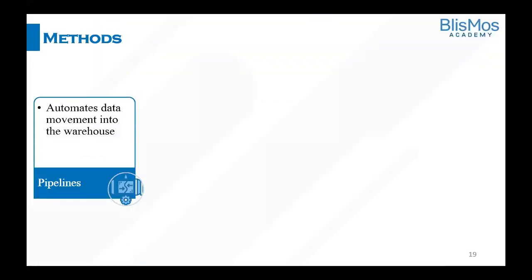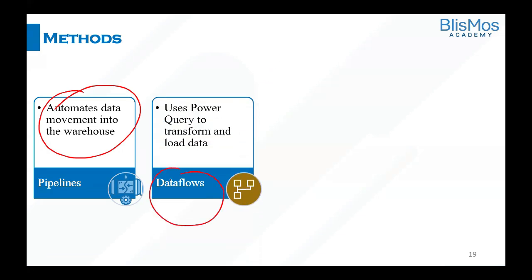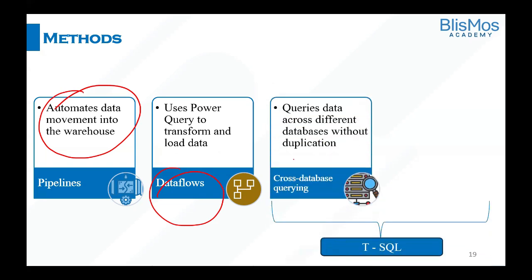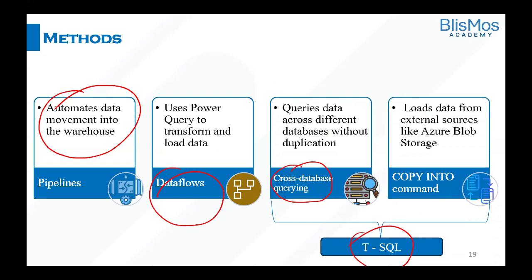When we want to load, there are different methods. One is we can use pipelines to load the data into the warehouse, or we can use data flows. We can also use cross database querying, querying the data from different databases by using T-SQL and loading the data into the data warehouse. You can also just use the COPY INTO command to load the data into the data warehouse. After loading, what will we do? Transforming and processing, querying and transforming the data as well.